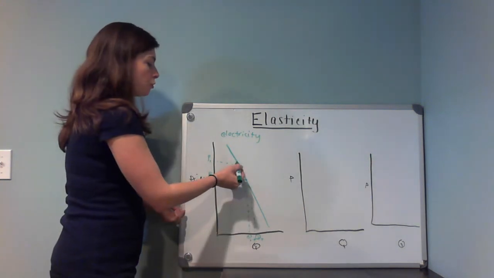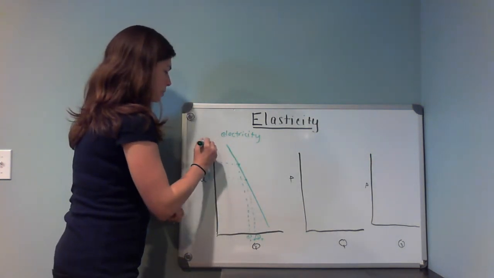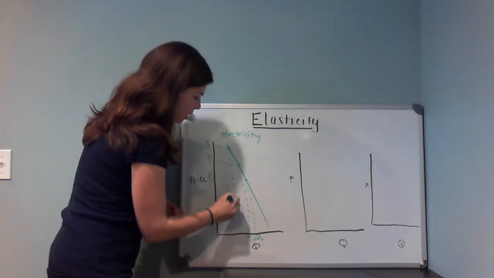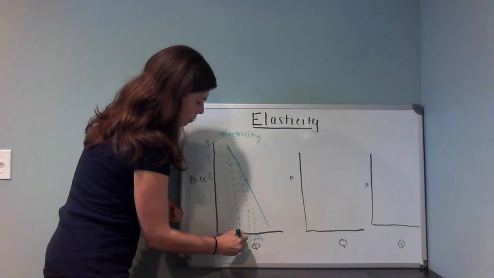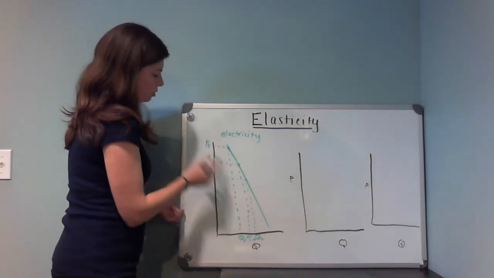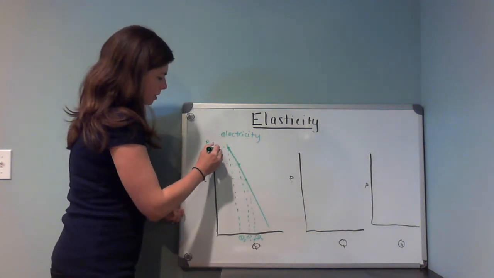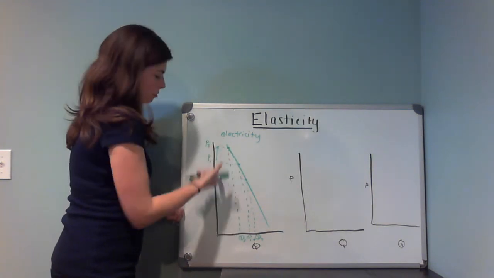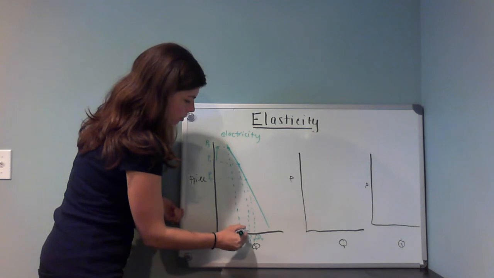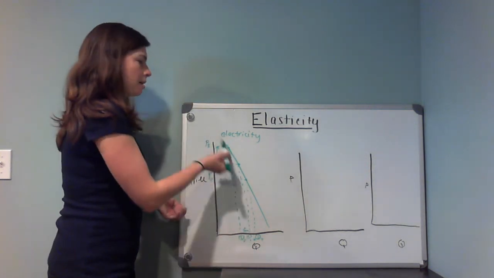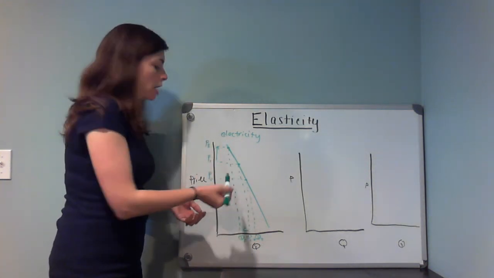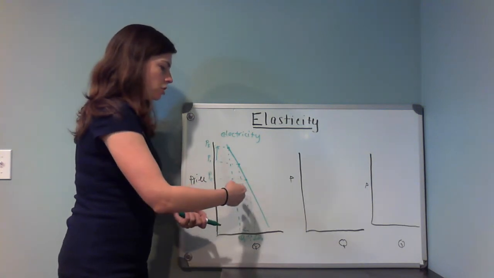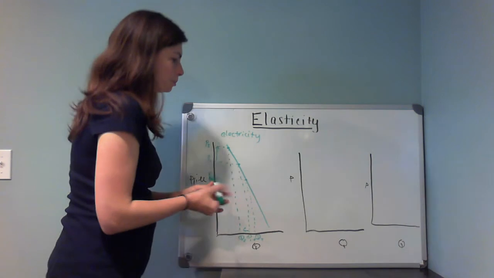The same is true for a price increase. If the price were to increase to P3, you might cut back somewhat, but you're not going to cut back as much. You can see that the price change was larger relatively than the quantity change. So this shows a demand that would be inelastic. You're not going to respond as a consumer. You're not going to change your consumption that much relative to the price change.